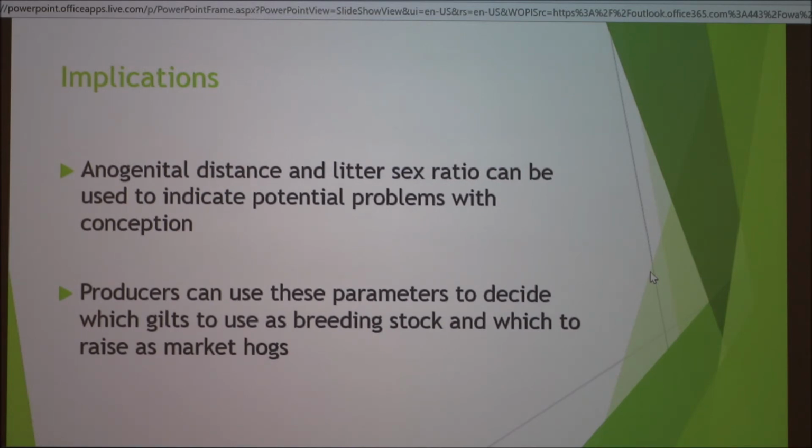So these are the implications of this. Producers could look at anogenital distance and litter sex ratio to indicate potential conception problems. They could look at these parameters and therefore decide which gilts to use as breeding stock and which to raise as market stock, market hogs.